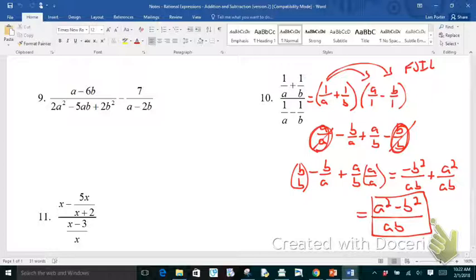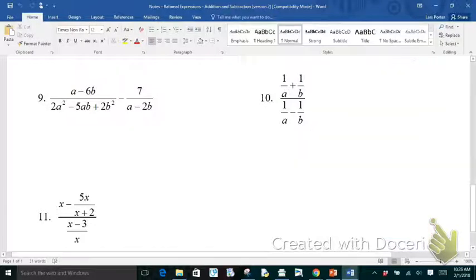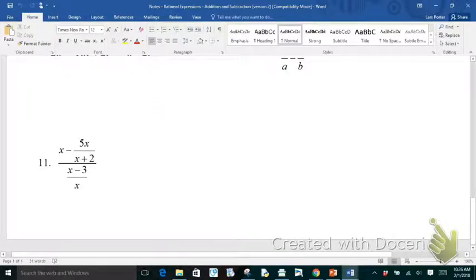Number 9, I'm going to leave you guys to struggle through, because I do want a problem on here, and I think it's manageable. But I want to show you one more of these fraction divisions because I think 11 is especially tough. So let me crank through number 11. And we will see where this one takes us.